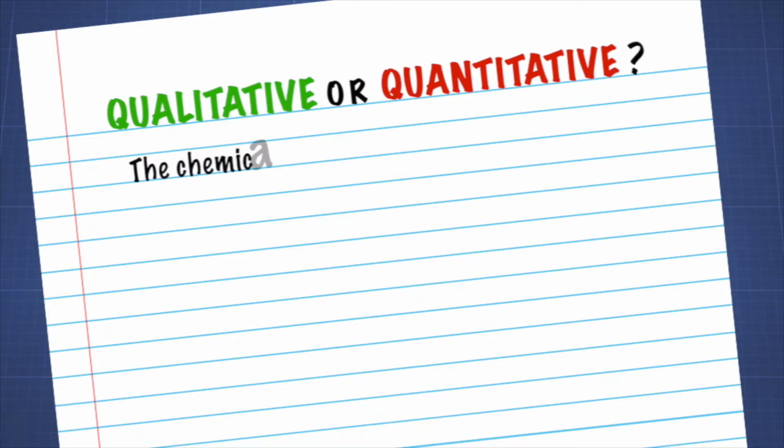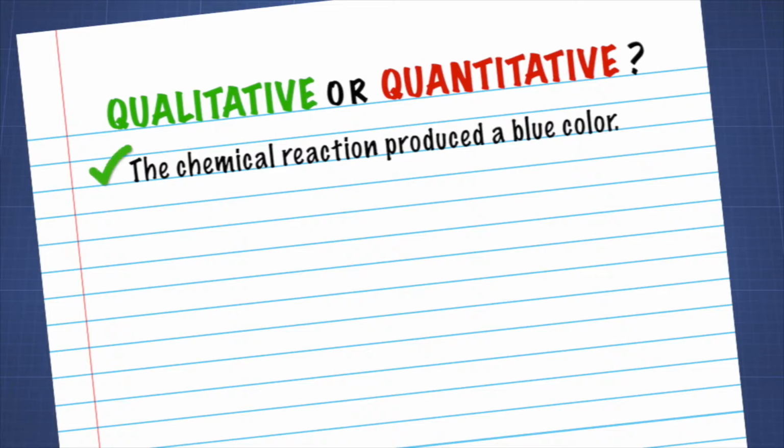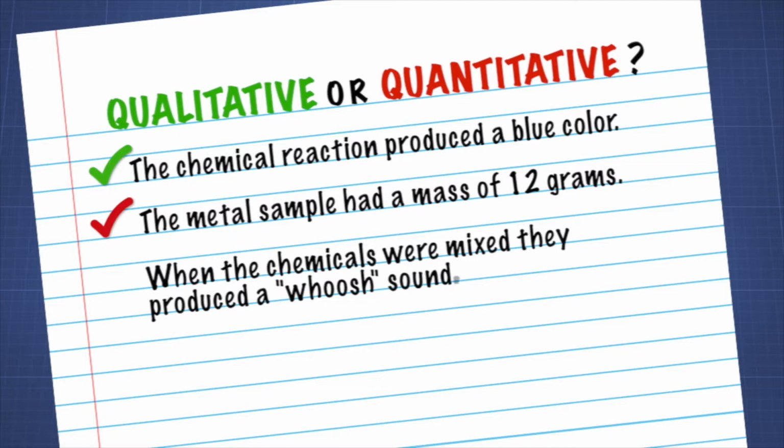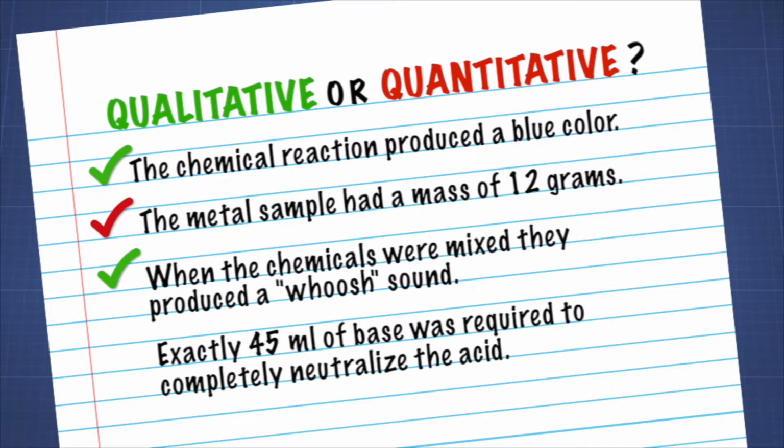The chemical reaction produced a blue color. The metal sample had a mass of 12 grams. When the chemicals were mixed, they produced a whoosh sound. Exactly 45 milliliters of base was required to completely neutralize the acid.